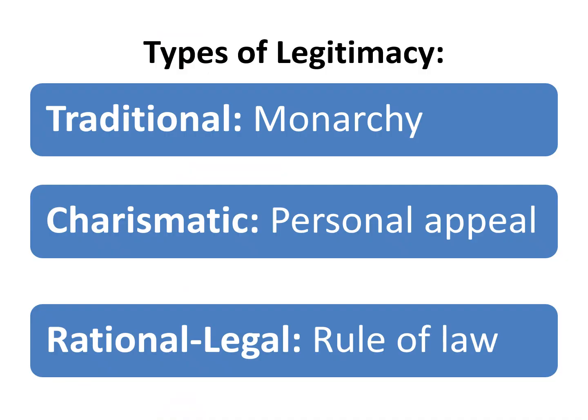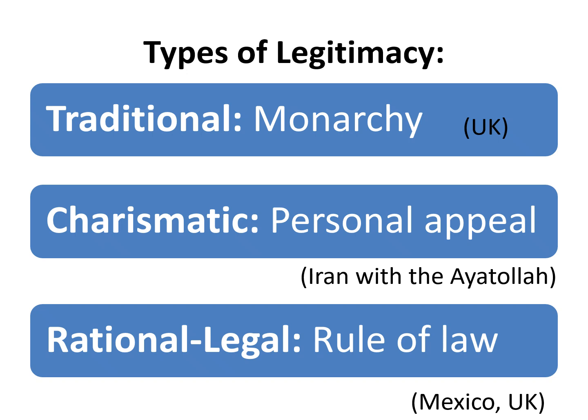Quick pop quiz. Match the countries to the legitimacy type. Traditional legitimacy, monarchy, is which country? If you said the UK, you're correct. How about charismatic, personal appeal? If you said Iran with the Ayatollah, you're also correct. You could have also said Russia with Vladimir Putin. And finally, rational legal or rule of law. In this case, you're looking for both Mexico and the United Kingdom.